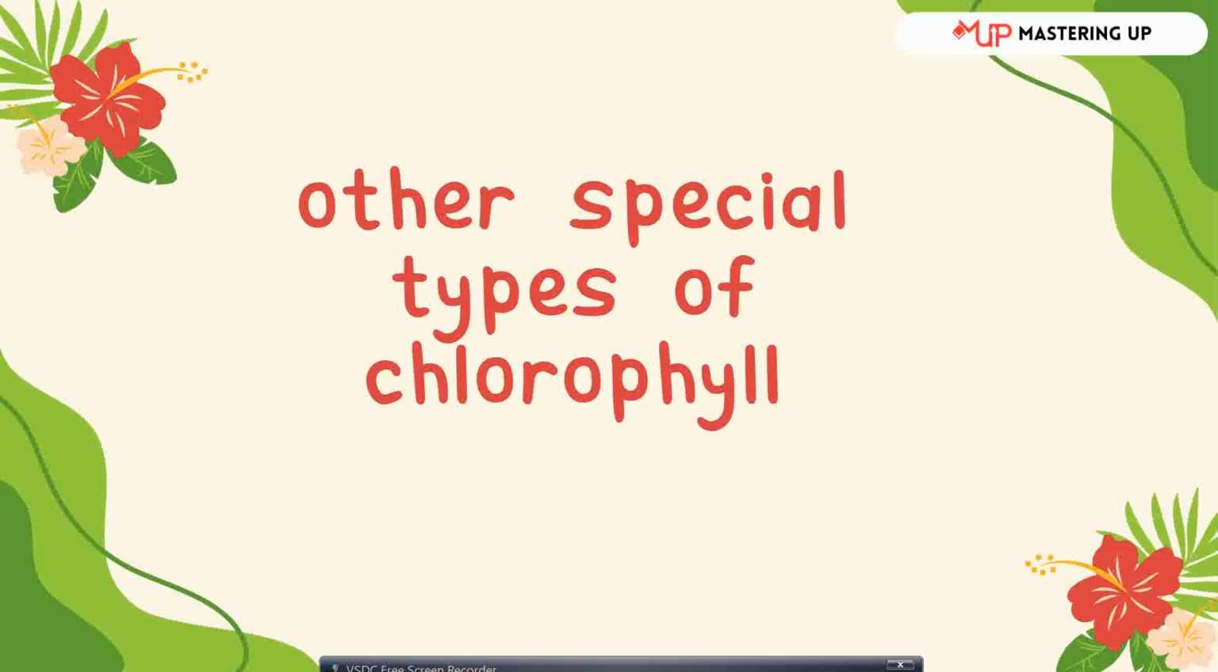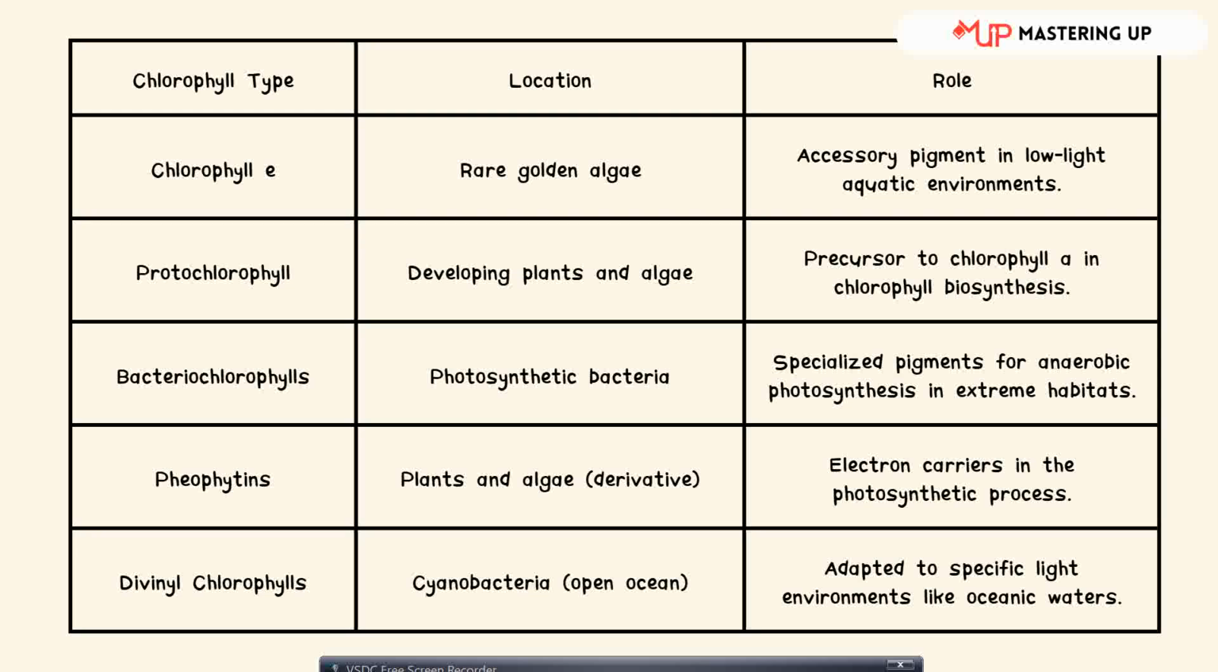Now there are some other special types of chlorophyll that are present. Let's discuss them also. Here we have a table: chlorophyll type, location and role. Chlorophyll E is present in a rare golden algae, and it is also an accessory pigment in low light aquatic environments. Now protochlorophyll is present in developing plants and algae. It is the precursor of chlorophyll A in chlorophyll biosynthesis. During chlorophyll biosynthesis, the precursor of chlorophyll A is protochlorophyll.